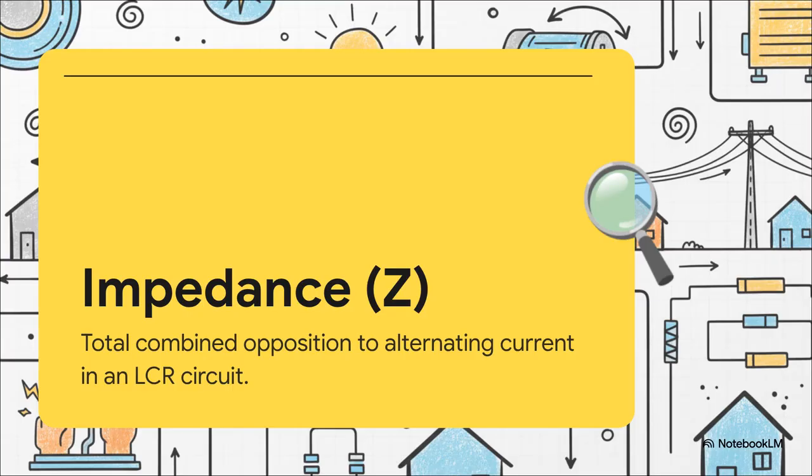Well, they combine to create what we call impedance, denoted by the letter Z. Impedance is the total combined opposition to the alternating current in an LCR circuit.